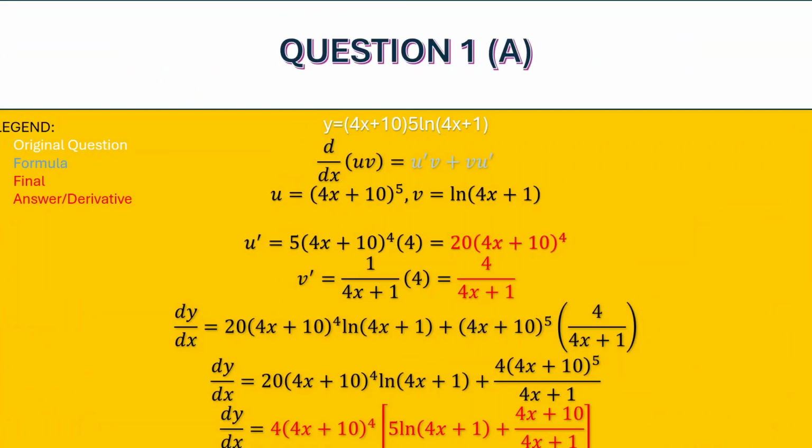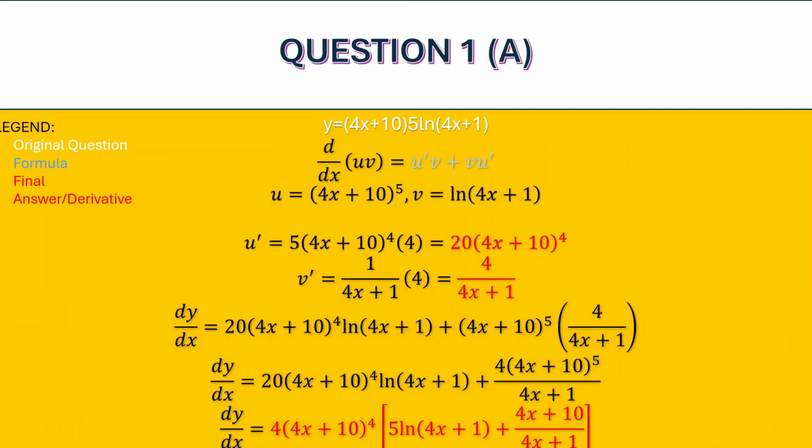For the next step, we can simplify by factoring out the common factor, which is 4(4x + 10)^4. So we will get dy/dx equals 4(4x + 10)^4 times the bracket of 5 ln(4x + 1) plus (4x + 10) over (4x + 1), and then we close the bracket.